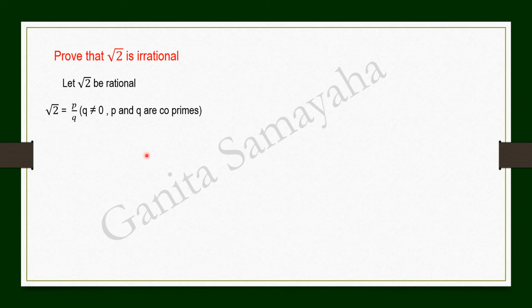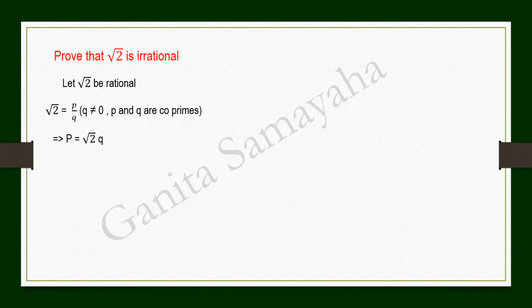Okay. So for example, 4 by 7. 4 is not a prime number, but they do not have any common factor. So also 4 by 9. Neither is 4 prime nor 9, but they do not have any common factor other than 1. Okay, so such numbers are called co-primes. So we assume that P and Q are co-primes, which means that there are no common factors for P and Q. Okay, children.